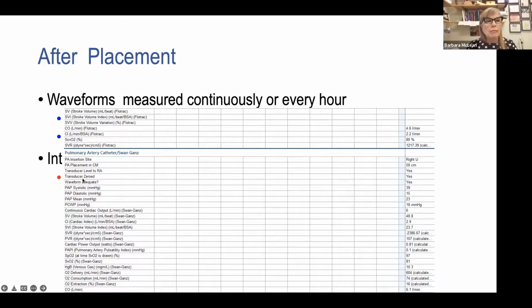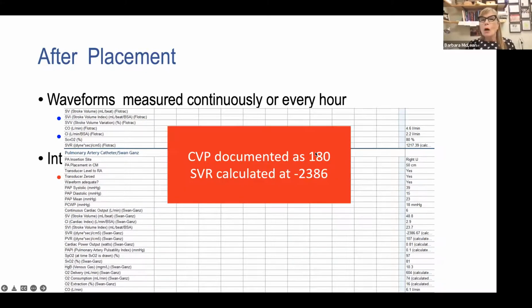So let me just think if this is the right one for what I wanted to look at. I don't think it is, but we're going to see it a little bit later. Okay, good. Yep, it is the right one, but I'm not seeing it here. Somewhere in the document, the CVP was documented as 180, and that's because they were giving therapy through there, but they forgot to turn it off to the monitor. So Epic was gathering the CVP data as 180, and the nurse was filing it without looking at it.